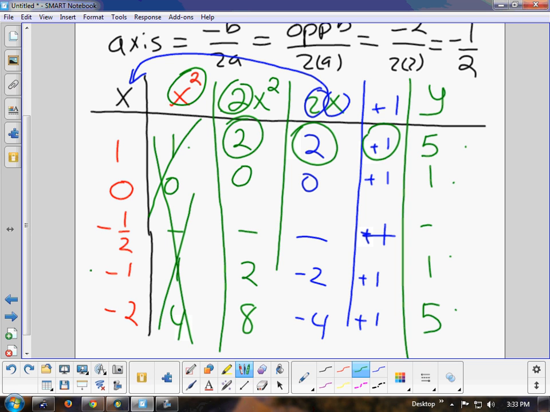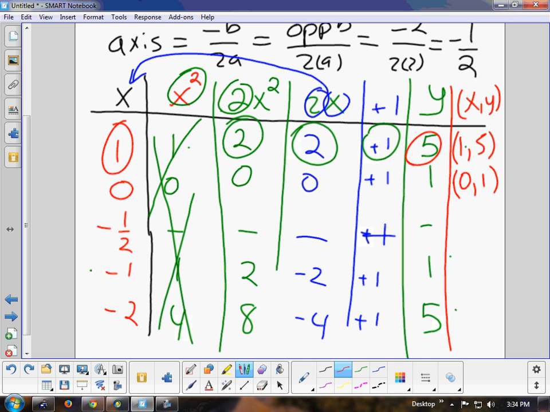Okay, symmetrical. Now we're going to go to our graph. Well, actually let's do our ordered pairs so we don't make a mistake on that. So x comma y ordered pairs. I'm going to have 1 comma 5, 0 comma 1. Again, I'm grabbing this number and this number. Not going to do the vertex. Negative 1, 1, and last negative 2, 5.